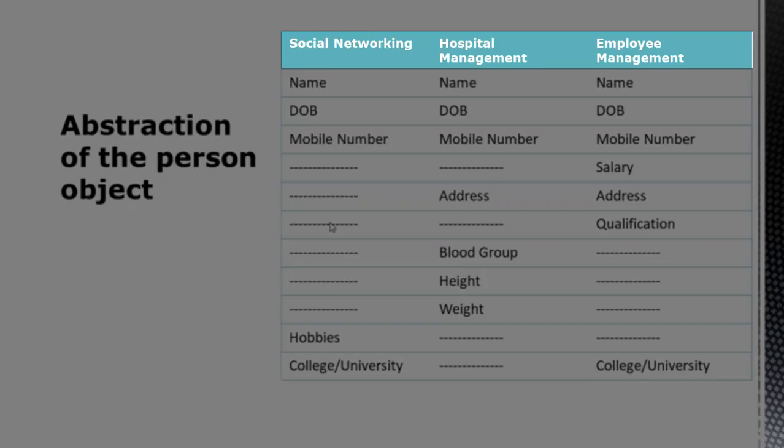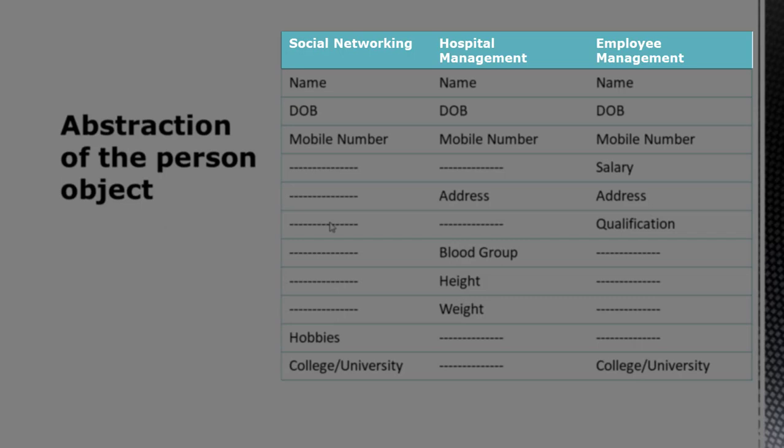For example, let's imagine that we are developing three different software systems. One is a social networking software like Facebook, another is a hospital management system for a big hospital in the city, and third is the employee management system for one of the companies. Now all of these three systems will need a person object from the real world.